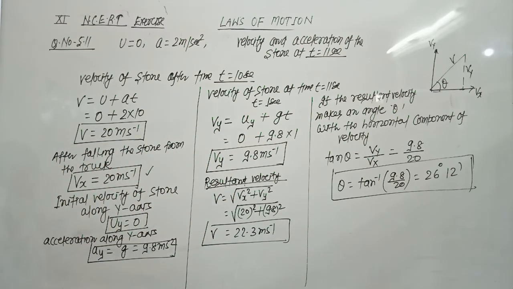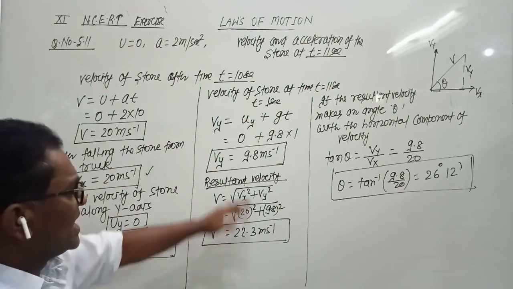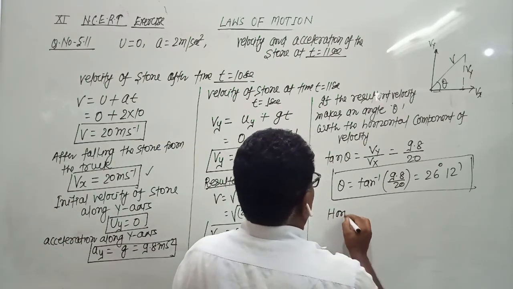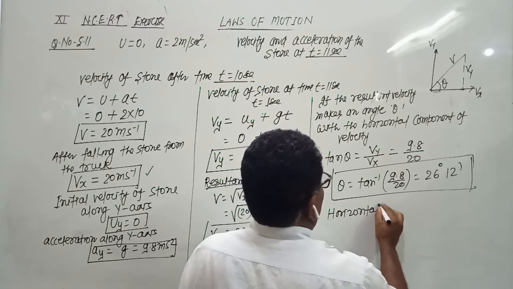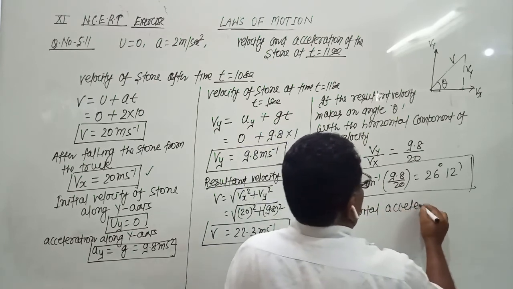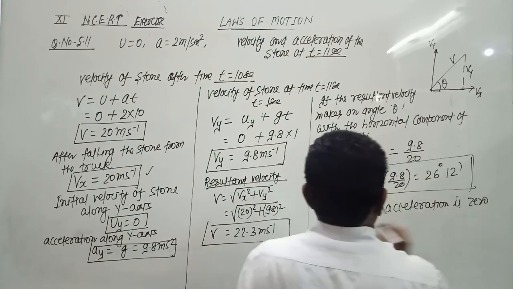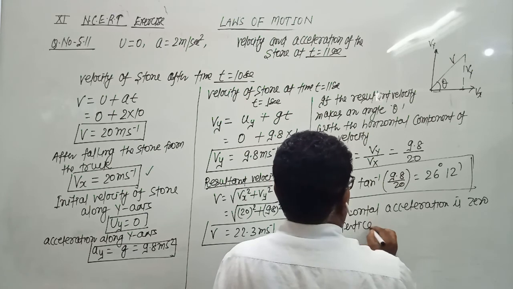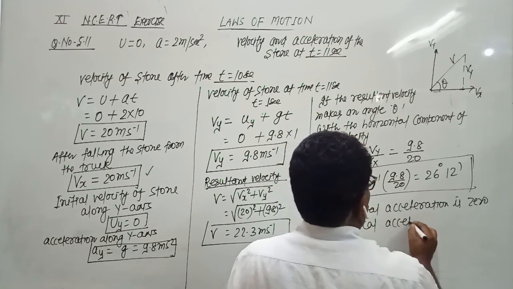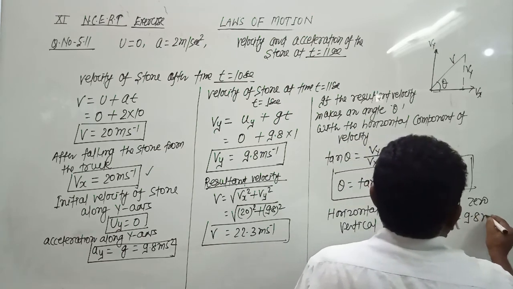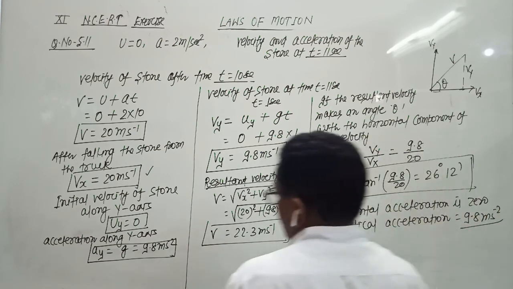Now we have to find the acceleration. The horizontal acceleration in this case is 0, and the vertical acceleration is the acceleration due to gravity, which is 9.8 meter per second square.